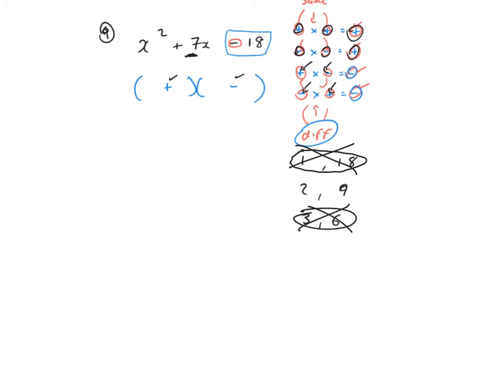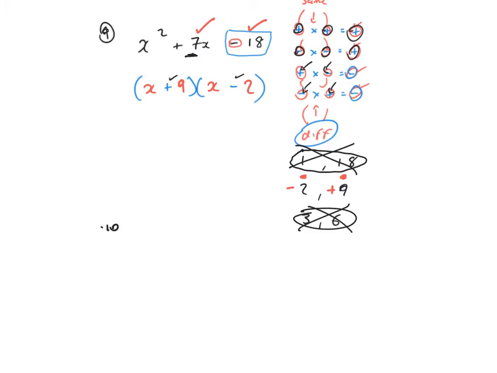One of these needs to be a plus, and one needs to be a minus. But they also need to add together to give plus 7, so that would be plus 9 and minus 2. Plus 9 minus 2 is plus 7, and plus 9 times minus 2 is minus 18. So it's x plus 9, x minus 2.